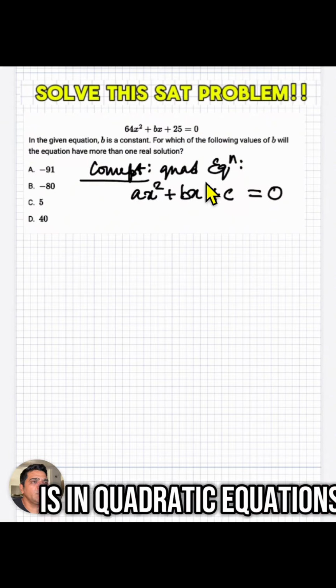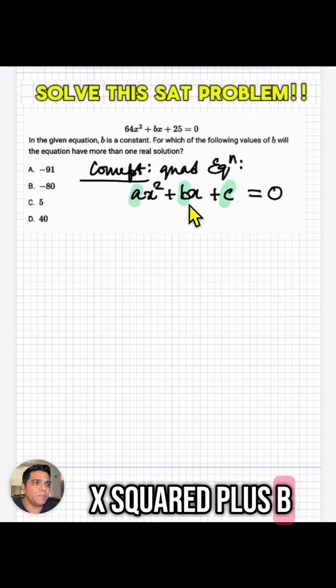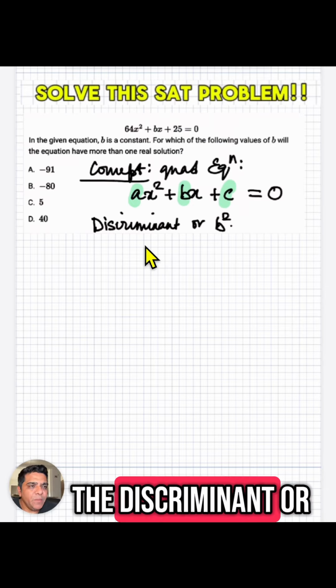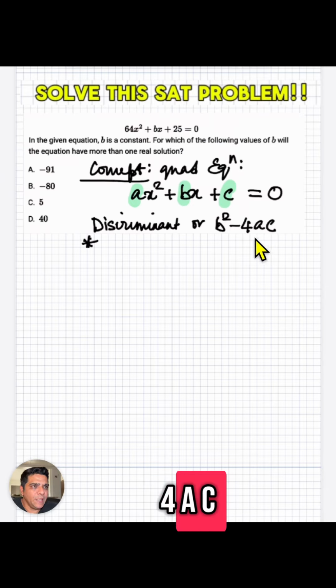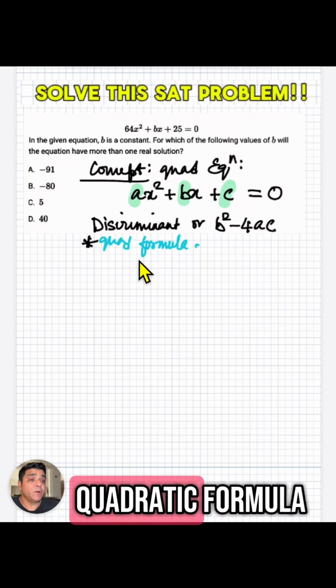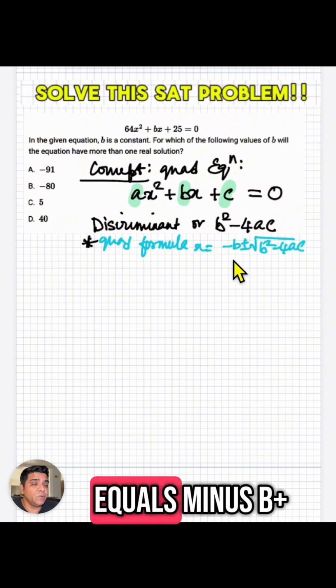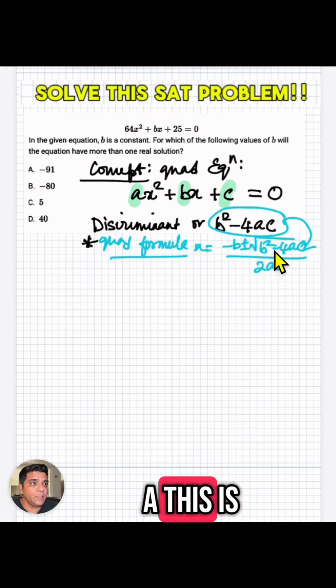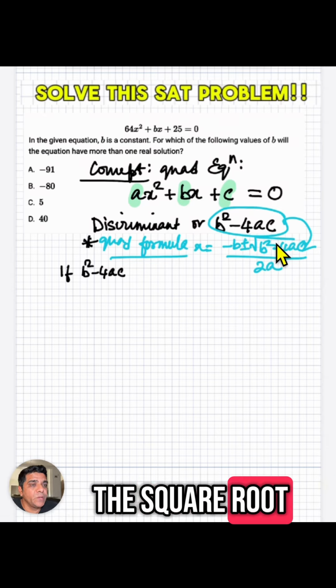So the concept is, in quadratic equations of the form ax squared plus bx plus c, the coefficients being a, b, and c, the discriminant, or b squared minus 4ac, which you will remember from the quadratic formula, x equals minus b plus or minus the square root of b squared minus 4ac, divided by 2a. This is the discriminant under the square root.